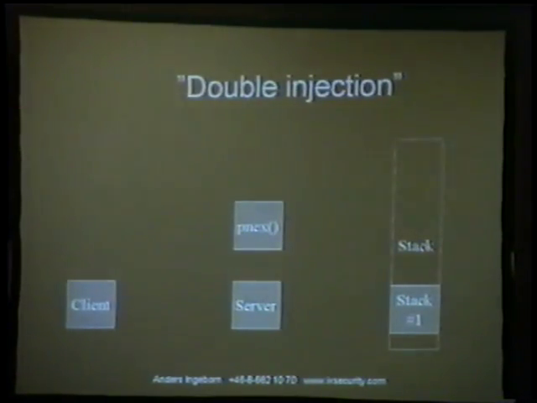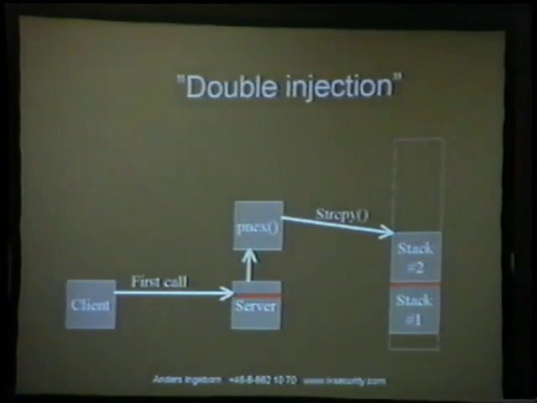To illustrate this, I have tried to make another fabulous animation with colors and arrows and stuff. And it works like this. The client connects to the server and sends a message to the server. The server receives it, maybe performs a bounds check, and calls an internal function in a library. Then this internal function performs a string copy operation, which happens to be fatal for the execution, and the attacker gets control.